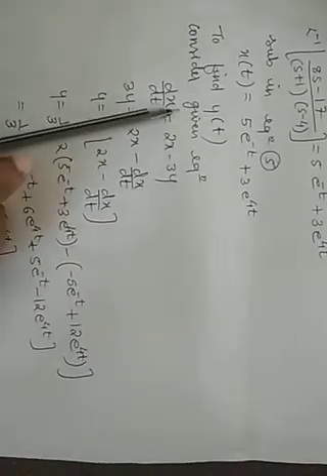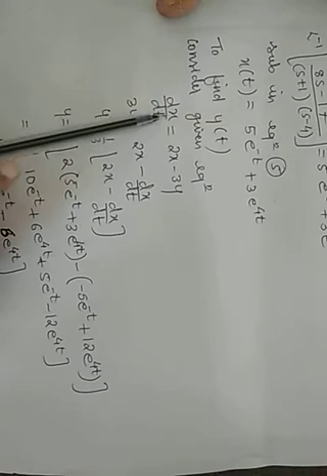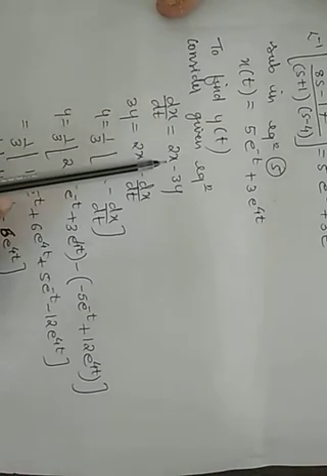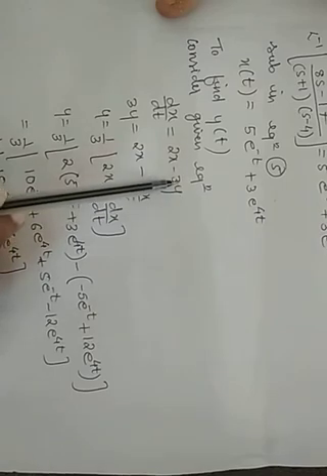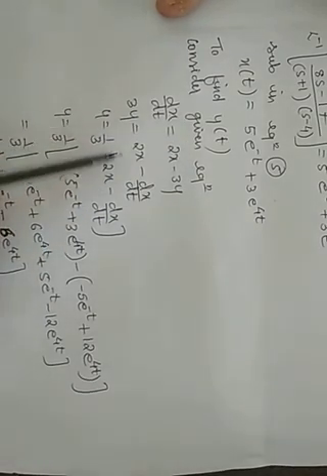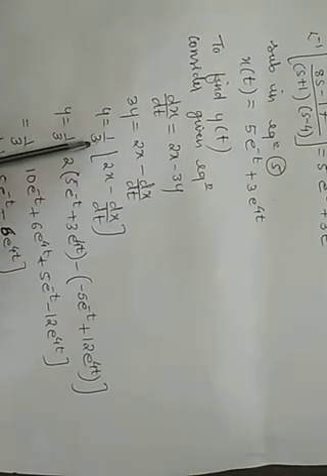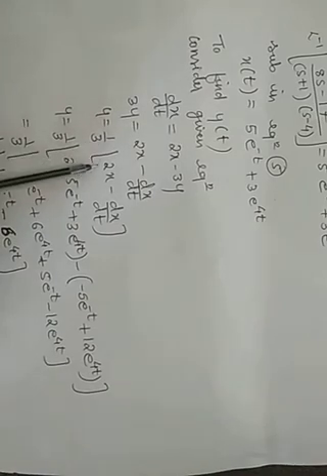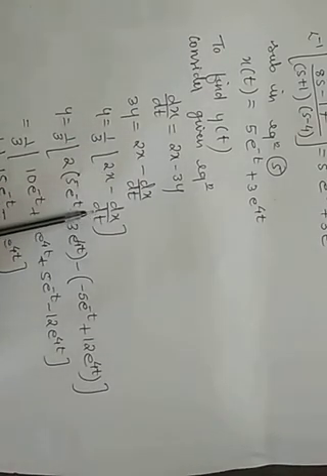To find y of t, consider the given first equation. What is that? dx by dt is equal to 2x minus 3y. I want y, so 3y you shift this side, dx by dt this side. So 3y is equal to 2x minus dx by dt.